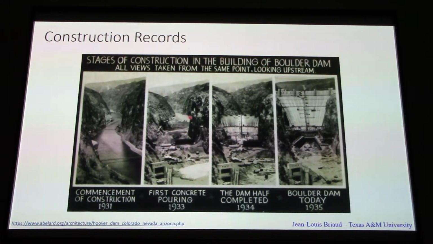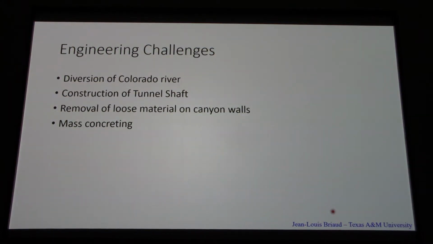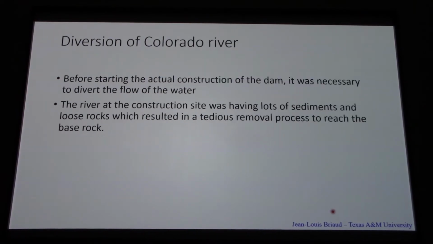Then the Colorado River is diverted. You will see it goes on tunnels on either side. And then the quay is built. And then the dam is being built. So this spans from 1931 to 1935. Engineering challenges, you have to divert the Colorado River, so that means you got to drill the tunnels. You have to remove the loose material and the canyon walls and the bottom, and there's mass concreting that has to take place. So let's look first at the diversion of the Colorado River.